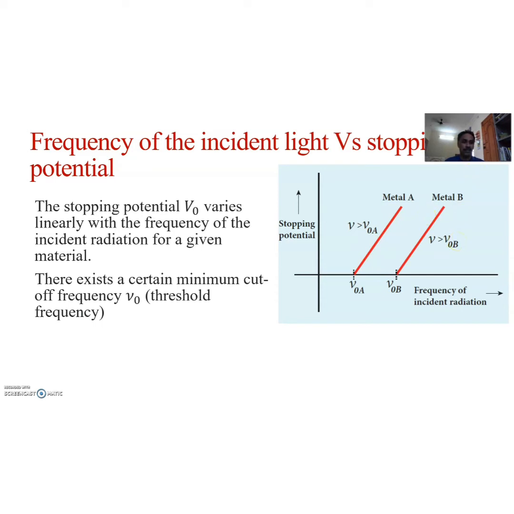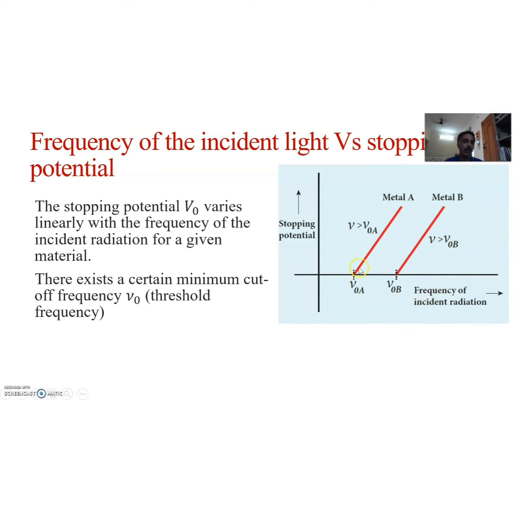So photoemission takes place only when you reach beyond a certain frequency, when the radiation is beyond a certain frequency called the threshold frequency. When the frequency of the incident radiation is higher than this threshold frequency, or the cutoff frequency nu naught, then only photoemission takes place. So this is one thing.